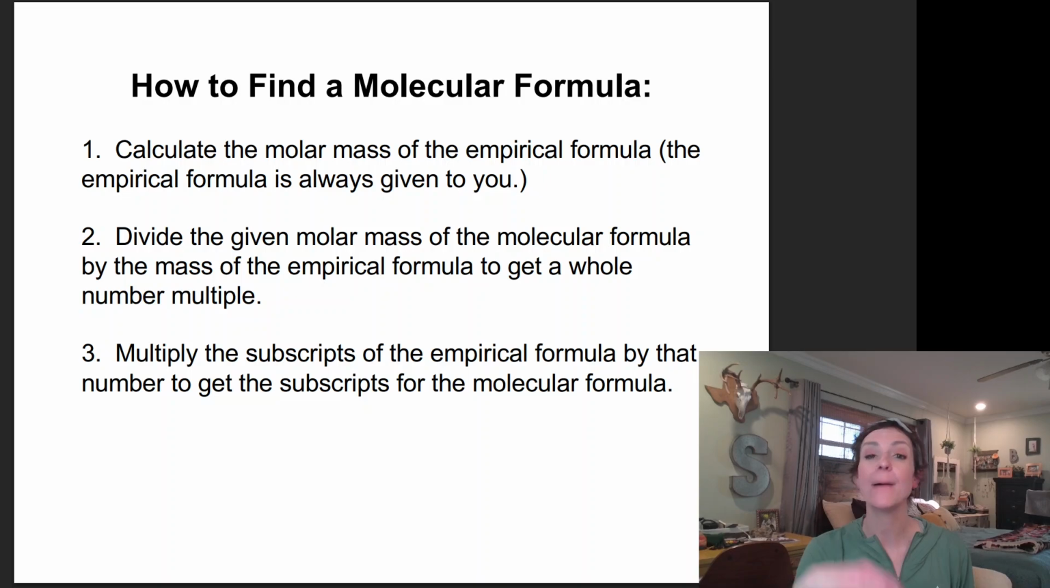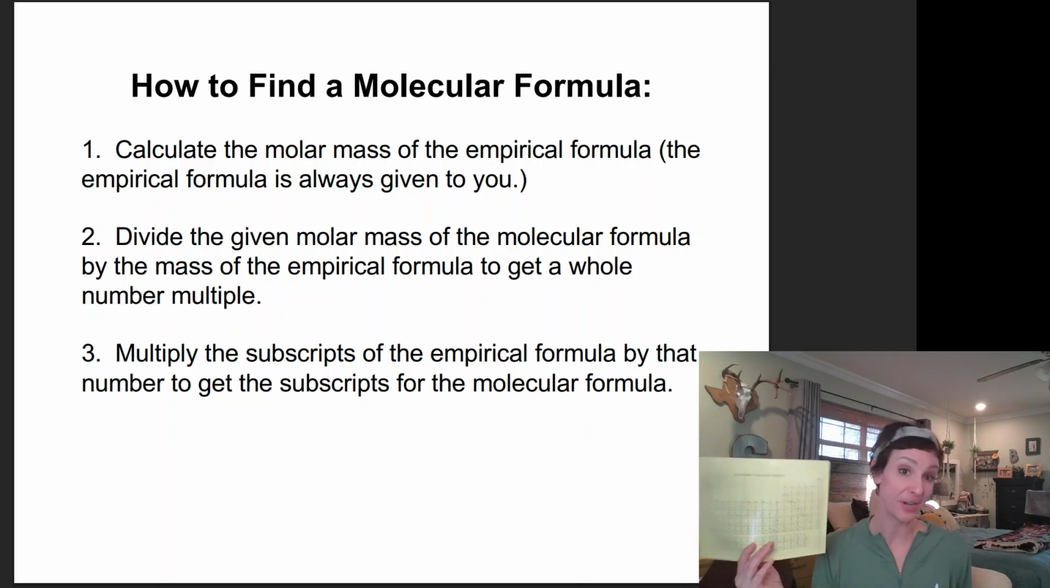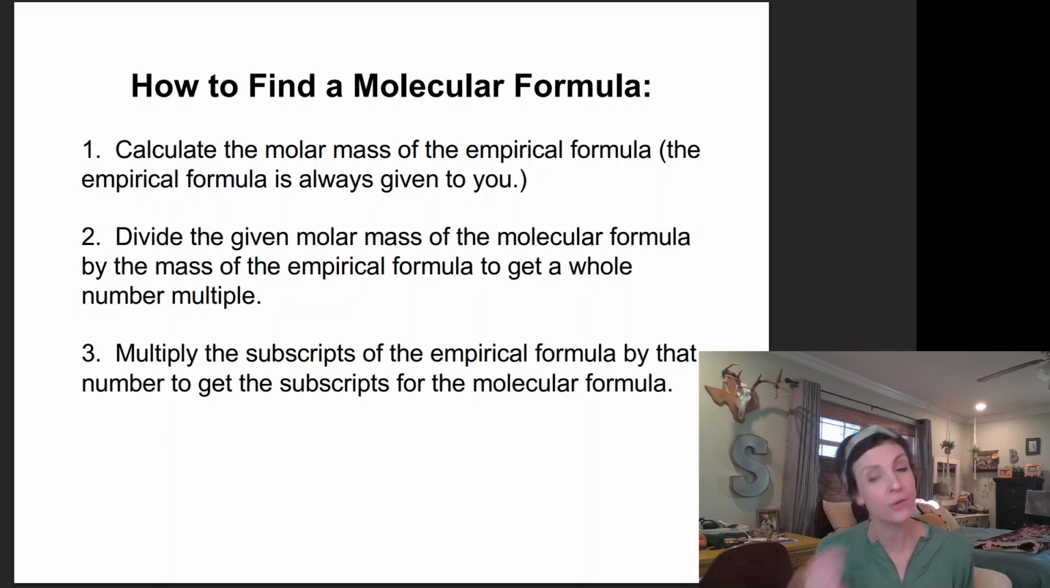So for finding that pumped up molecular muscle formula, step number 1 is you're going to calculate the molar mass of the empirical formula, which you're like, oh yeah, molar mass is on my periodic table. That will be provided for you. And then you're going to divide the given molar mass of the molecular formula by the mass of the empirical formula to get a whole number multiple. And then you're going to multiply the subscripts of the empirical formula by that number to get the subscripts of the molecular formula. You were like, what is even going on here?